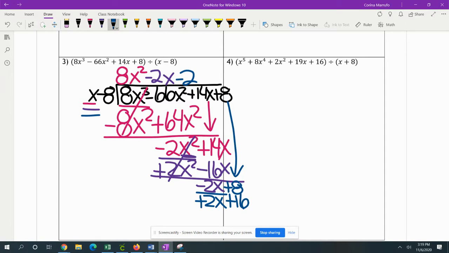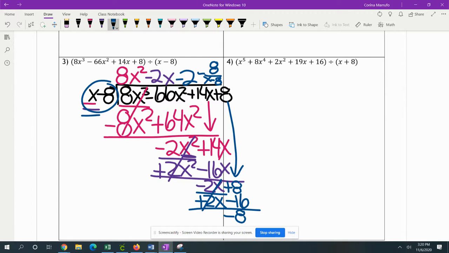So when I subtract this negative 2x, it turns into a positive. And when I subtract the positive 16, it turns into a negative 16. Okay. So then this part cancels, and 8 minus 16 gives us negative 8. So this time, unlike the other problems, we're left over with the remainder. So just like I did in the example in the beginning, you're going to write it as minus because it's negative. You're going to do 8 over what we divided by. We divided by x minus 8.